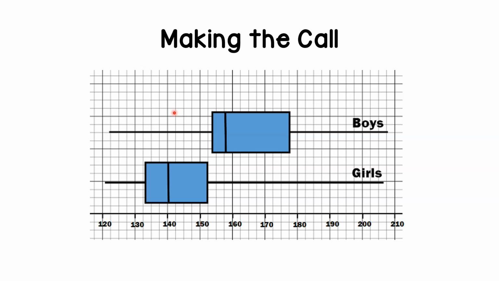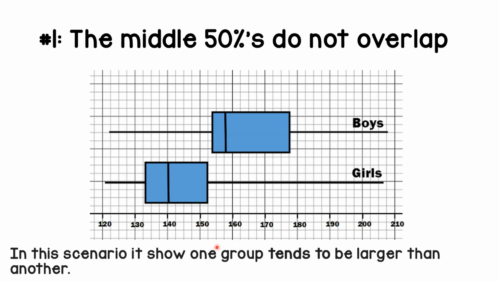So let's have a look at a few of our scenarios. Here's the first scenario, using the same graphs that we just used. In this one, you can see that the middle 50% do not overlap. This middle 50% here and this middle 50% here do not overlap. So we can tell that there is one group tending to be larger than the other. The boys, in this case, tend to be larger than the girls because the middle 50% do not overlap. So in this scenario, it shows one group tends to be larger than the other group.